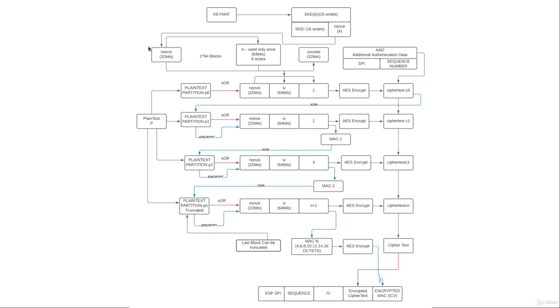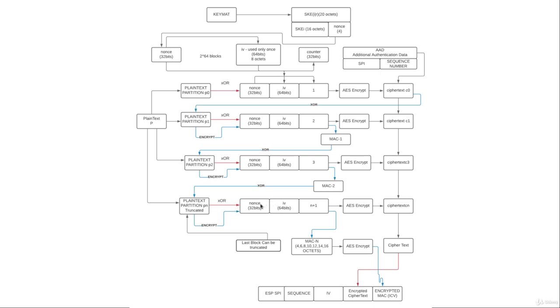The sender splits the plain text into 128-bit blocks. It will take each block and XOR it with the unique counter, which is the concatenation of the nonce, the initialization vector, and a counter. This counter starts from the value 1 to n plus 1, where n is equal to the number of 128-bit chunks of plain text.